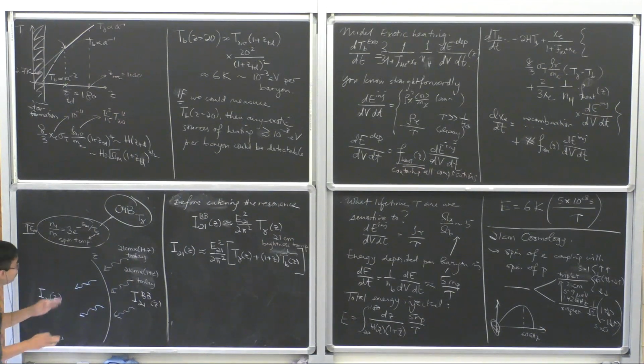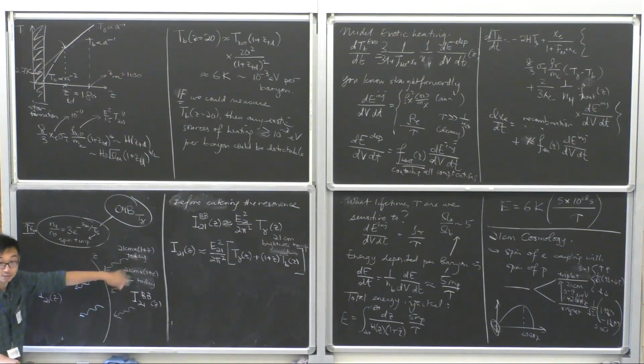But let me reiterate again. You have some 21 cm photons coming in from the black body. Something happens.